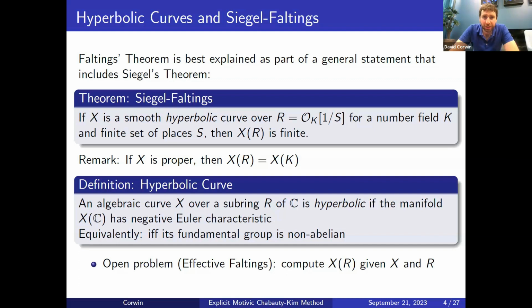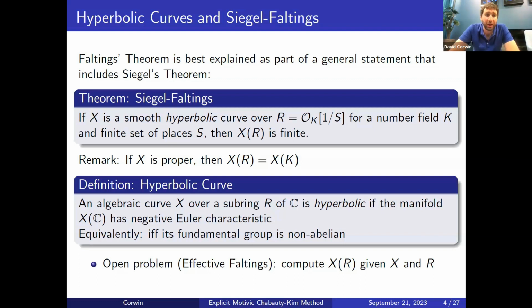Okay. So the point of doing higher or beyond quadratic Chabauty is really because of Faltings' theorem. I'd like to set notation and note that Faltings' theorem is about rational points on proper higher genus curves. Siegel's theorem is about S-integral points on affine curves, but they actually have a common generalization, which says that S-integral points on a hyperbolic curve are finite. Now, if X is proper, then integral points, S-integral points and rational points are the same. So that's where you get Faltings' theorem.